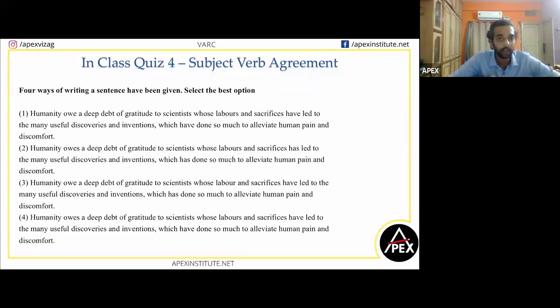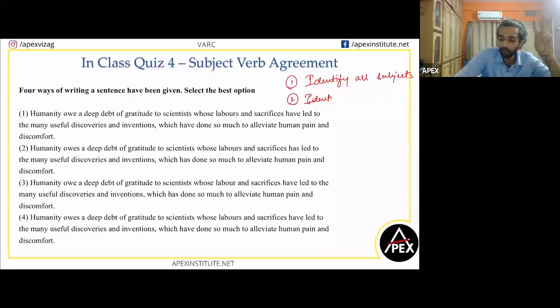Now, in these kind of questions, what I would suggest you to do is first identify all the subjects. Second, identify all corresponding verbs. Then match. That'll be easy. All right. You guys can start.